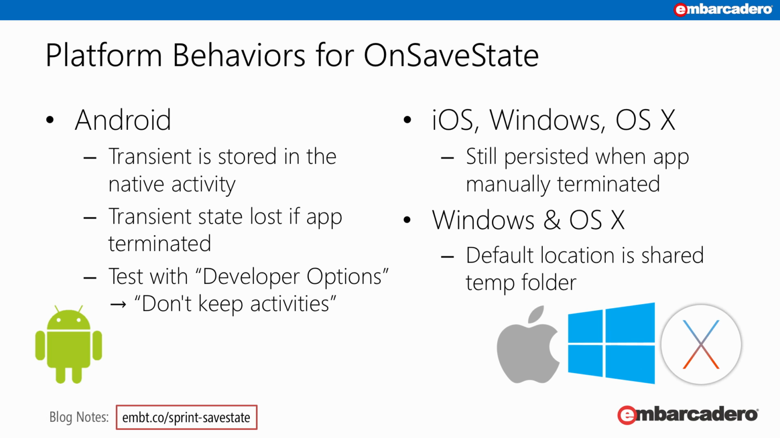The default location is the temp folder. Okay, this is a shared temp folder that all apps can access. And so potentially you could have another app accessing your save state. So keep that in mind for security purposes. Or another app could stomp on your save state. So definitely something to consider if you're storing it in the transient location, the default location.